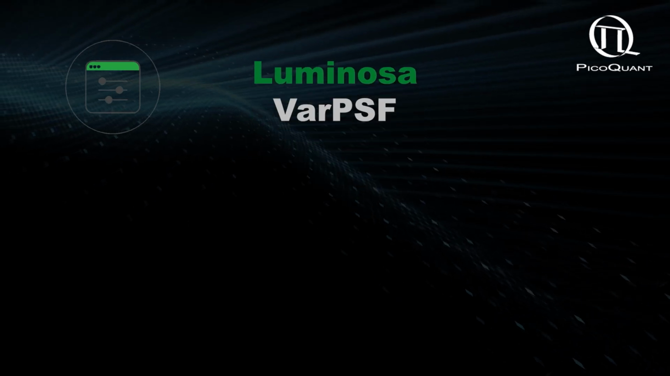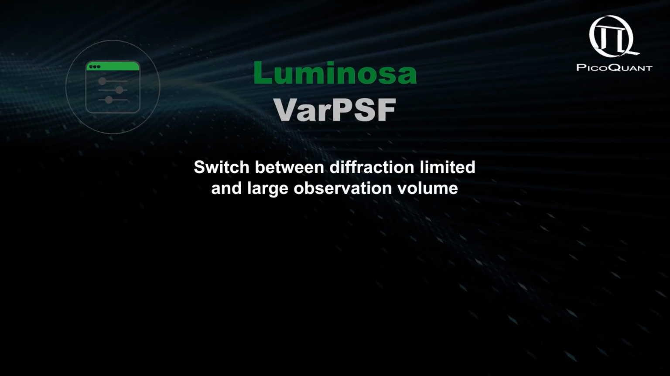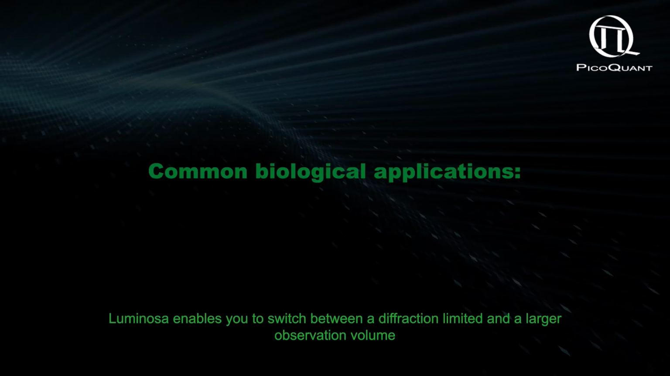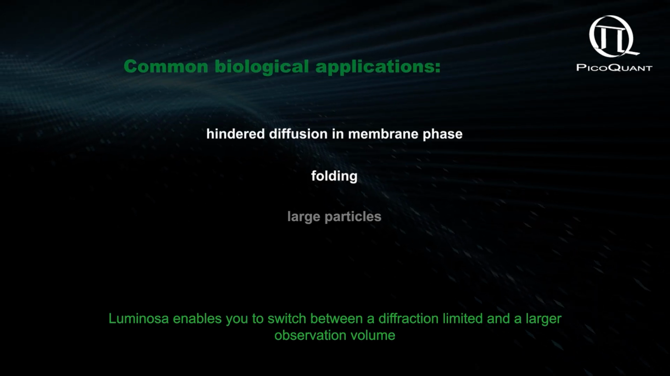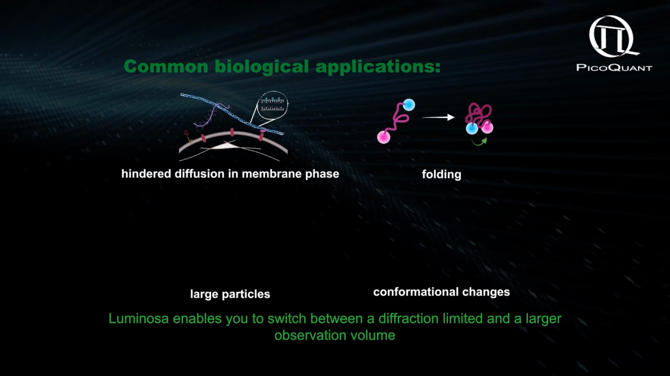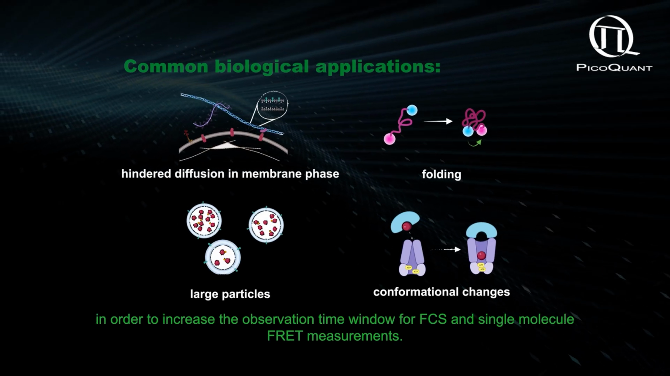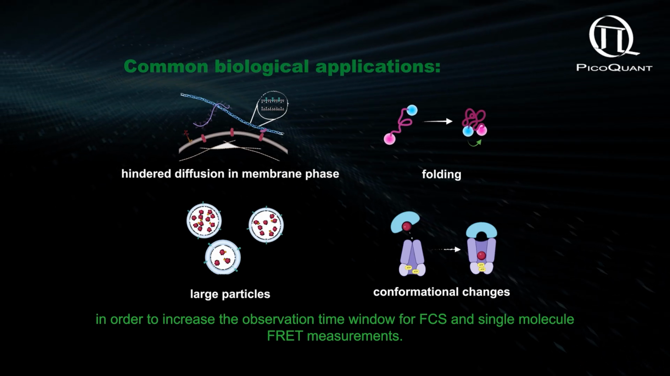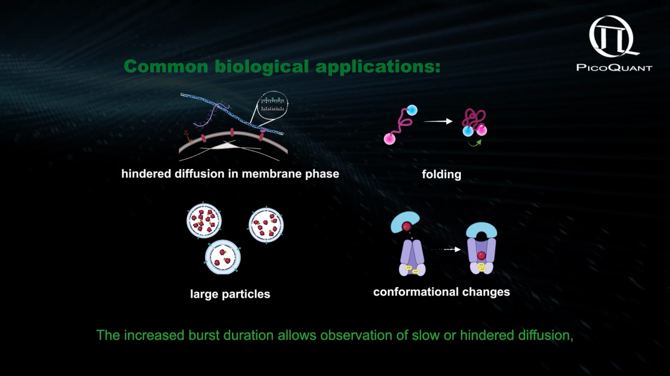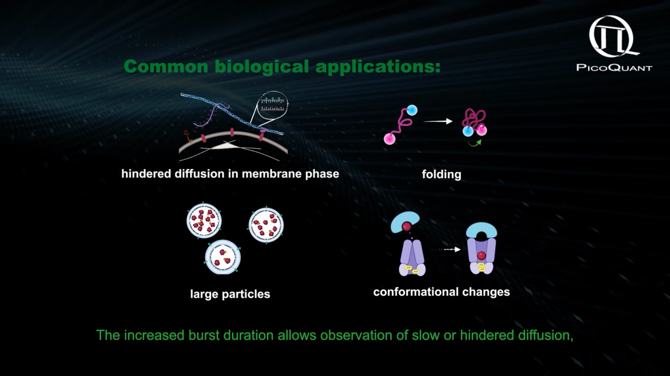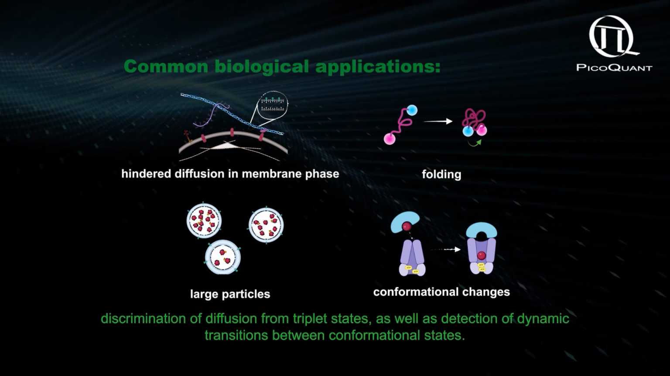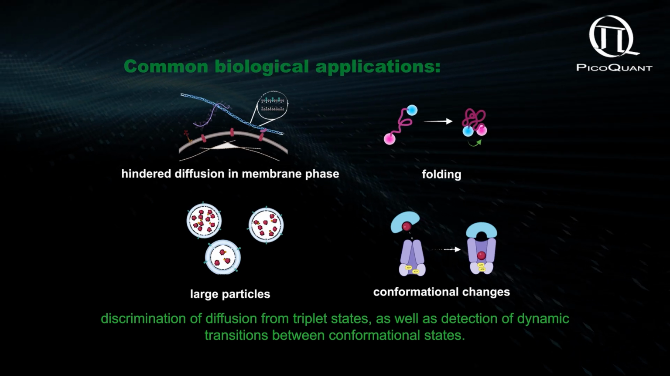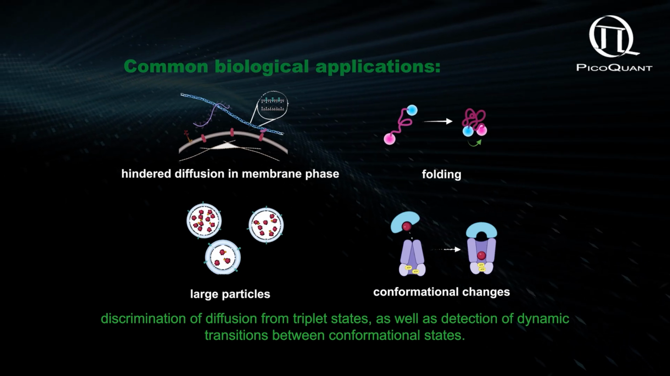Luminosa's variable PSF feature enables switching between diffraction-limited and larger observation volumes. Luminosa enables you to switch between a diffraction-limited and a larger observation volume in order to increase the observation time window for FCS and single-molecule FRET measurements. The increased burst duration allows observation of slow or hindered diffusion, discrimination of diffusion from triplet states, as well as detection of dynamic transitions between conformational states.